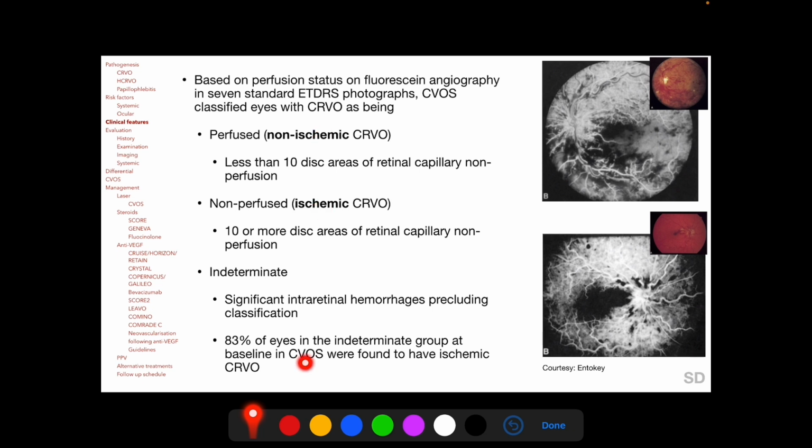And the CVOS found that the majority of eyes in the indeterminate group at baseline had ischemic CRVO on follow-up, when reduction or disappearance of retinal hemorrhage made assessment of retinal capillary perfusion on fluorescein angiography possible.